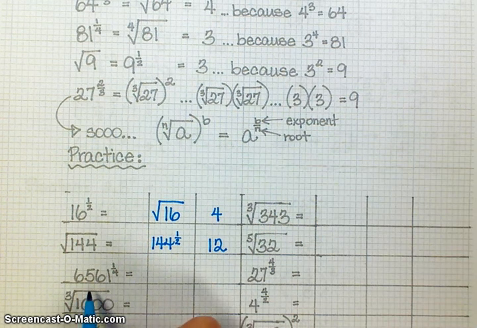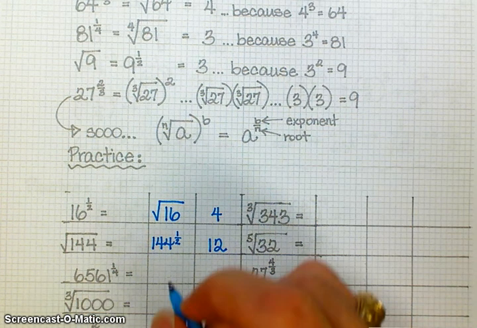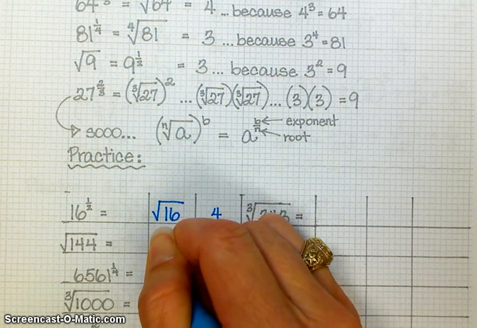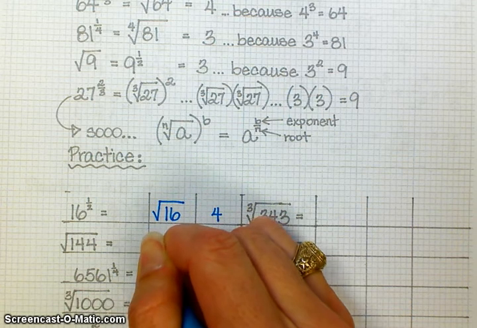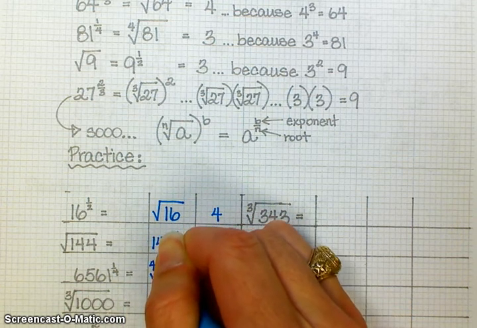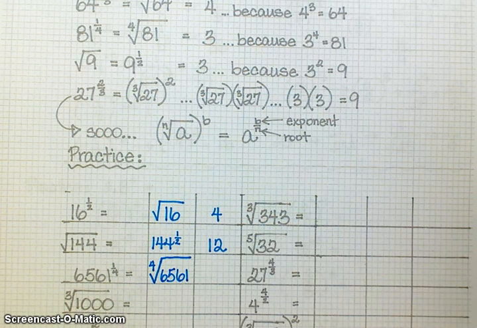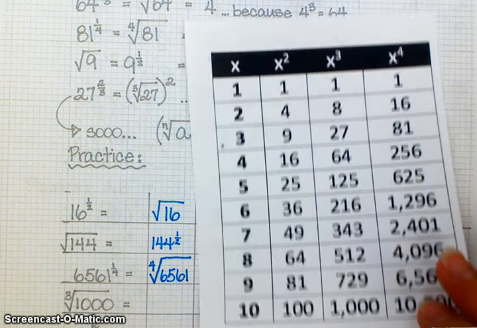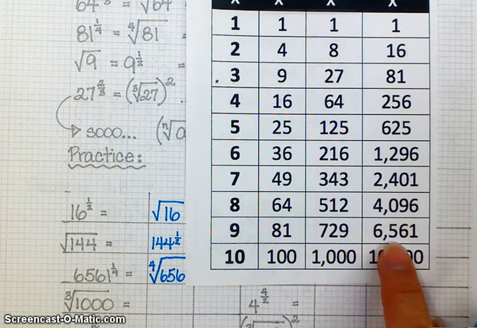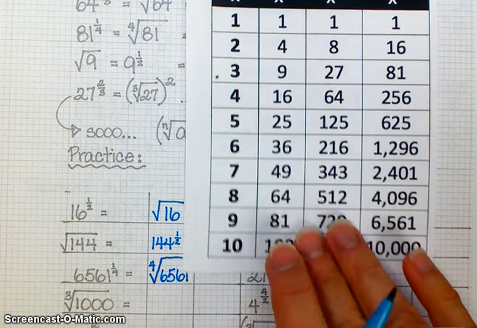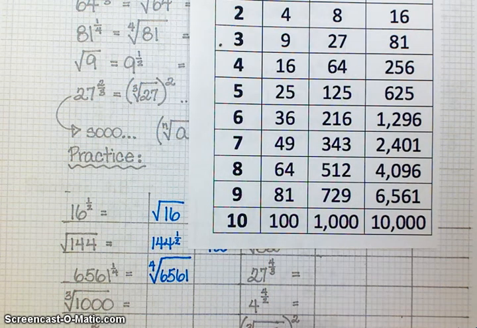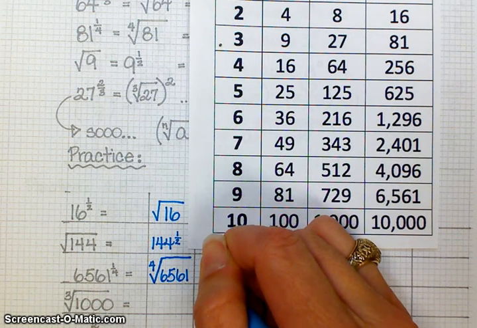6,561 to the 1/4 power means you want the 4th root of 6,561. And even I don't have that memorized, so let's get our little cheat sheet out. Our little cheat sheet right here. Notice that 9 to the 4th power is 6,561. So the 4th root of 6,561 is 9.